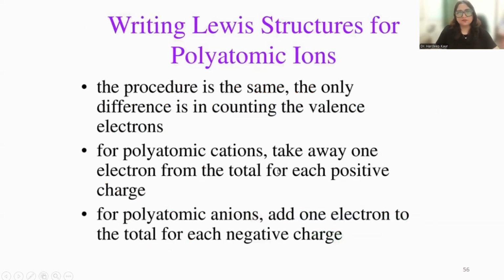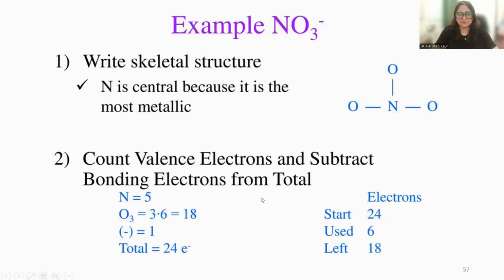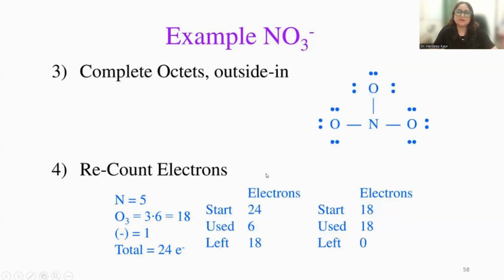And we can also write the Lewis structure for a polyatomic ion. The procedure is the same. The only difference is in counting the valence electrons. For polyatomic cations, take away 1 electron from the total for each positive charge. And for polyatomic anions, add 1 electron to the total for each negative charge. So like this, NO3 negative: everything will be the same, but 1 electron is added. So here, the 24 electrons are the same, and you can complete it like this. The representation will also be the same.